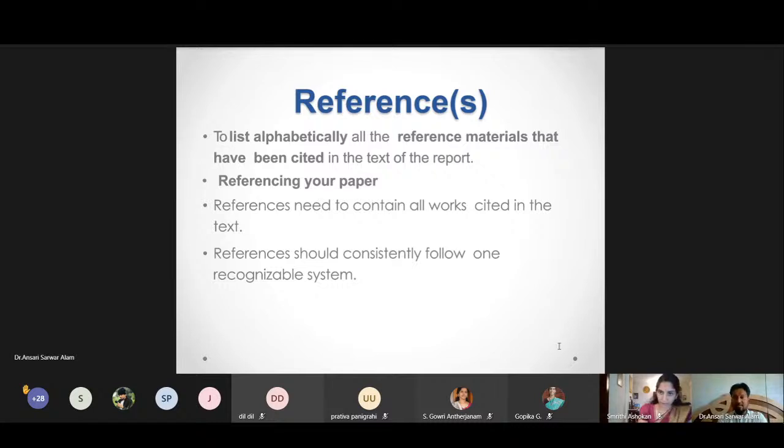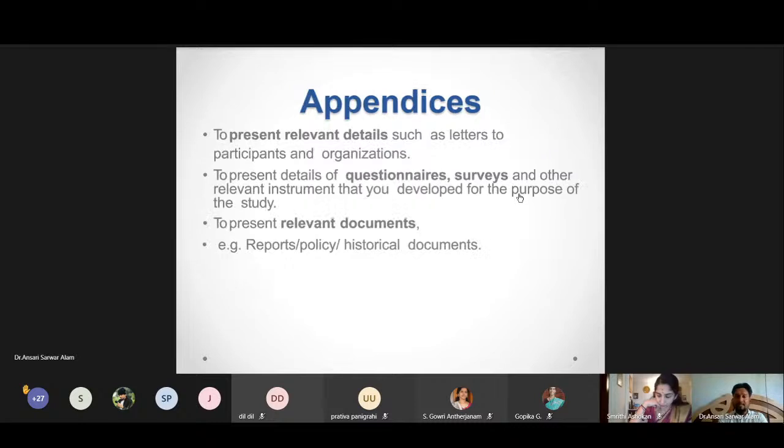Next is references. Generally, in management formats, we go with the APA style of referencing. So here in referencing, you are supposed to list alphabetically all the reference material that has been cited in the text of the reports. Referencing your paper, the references need to contain all work cited in the text. References should be consistent and follow one recognizable system like APA. Appendices like reports, policies, and historical documents will come under appendices.